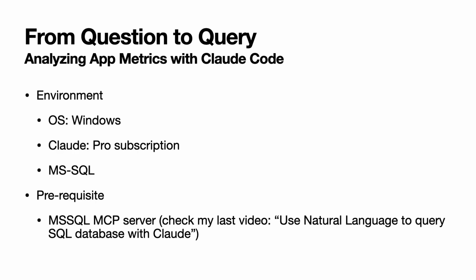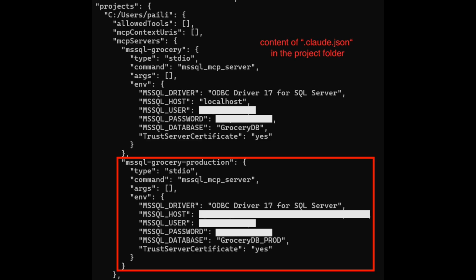So I added my production database in the MCP list. If you don't know how to add, please check my last video. Here are the settings in the .claude.json in the project folder. I have two MCP servers for MSSQL, one for my local and one for production database.